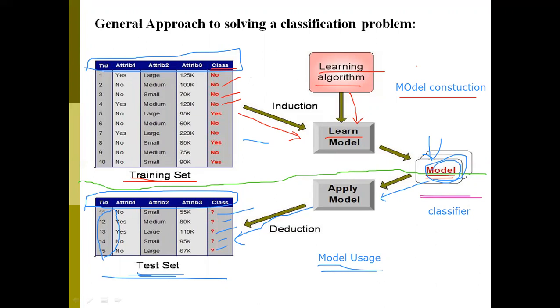If it is good, no problem. Otherwise, we are going to construct some other models based on that particular data. Okay, this is about the general approach. And this model is also called a classifier. This is one of the diagrams for the general approach to solve a problem.